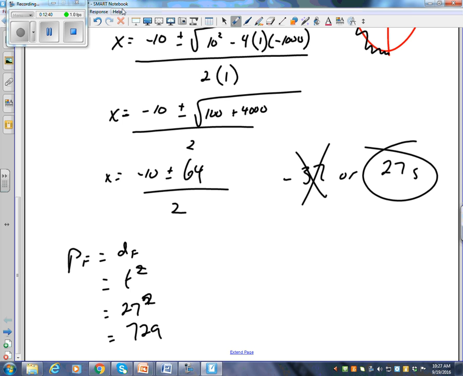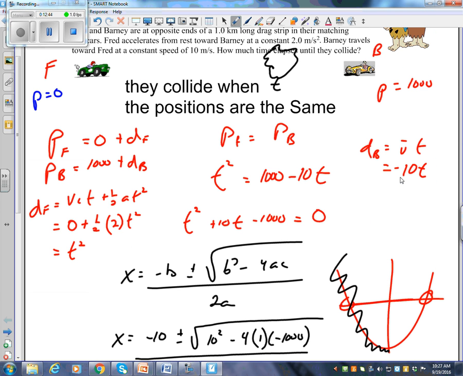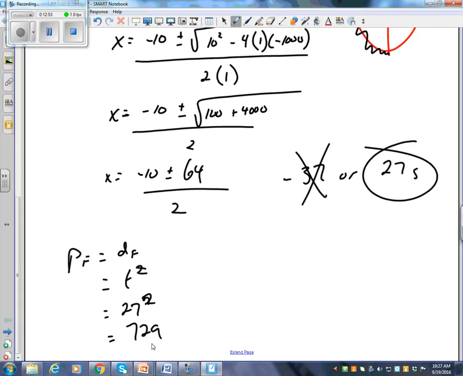You should also be able to take that 27 seconds and plug it into here. Minus 10 times 27 is minus 270. From 1,000, 1,000 minus 270 is 730. How come it's not exact? There's obviously some rounding going on. So it's pretty close. Okay, so it's at a position of 729 meters.